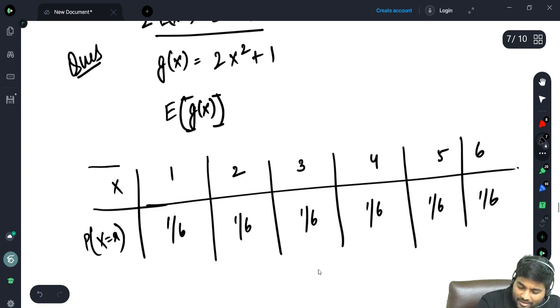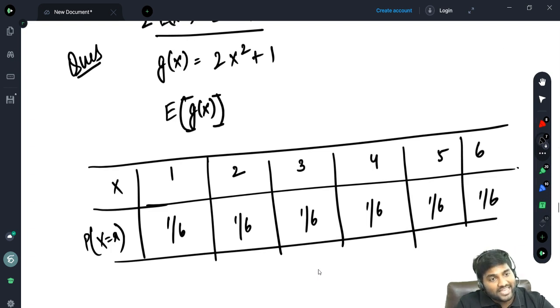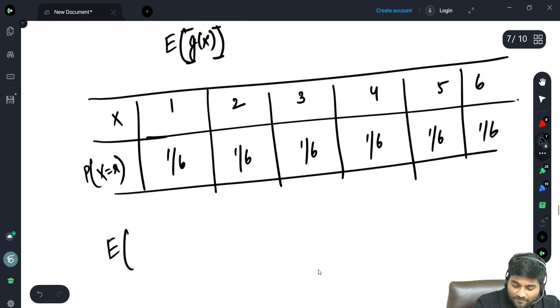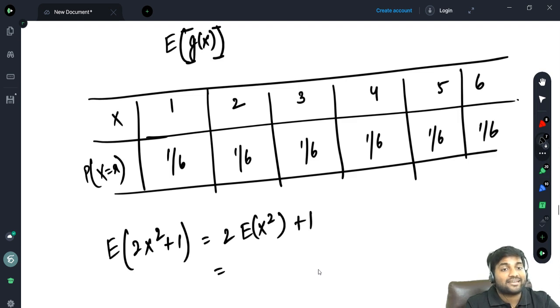We have got the probability distribution when a die is rolled. We are asked to calculate the expectation of g(x), which is the expectation of 2x² plus 1. So 2 into the expectation of x² plus 1. So we need to calculate the expectation of x².